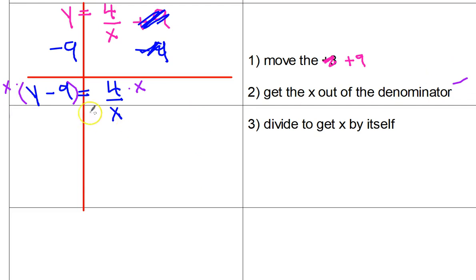Cancel your opposites. And x is out of the denominator. It moved from the bottom on this side to the top on this side. So now it's up here. y minus 9. And that's equal to 4.